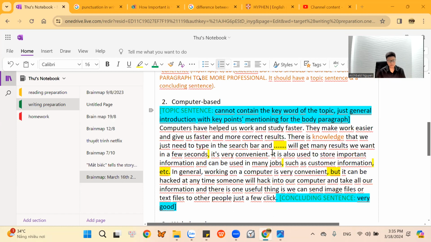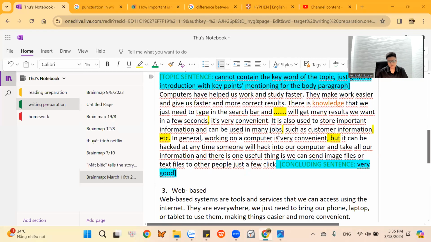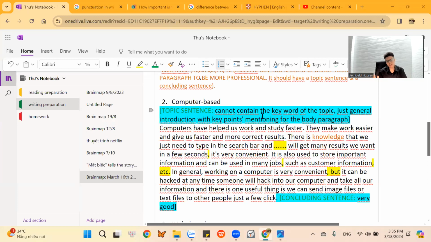As we can see, the next topic for us to write is computer based. Let's look at this paragraph. When you look at the paragraph, you need to find the topic sentence, the body of the paragraph, and the concluding sentence. That is how you scan to see the outline of the paragraph so that people are going to give you high scores when you write.